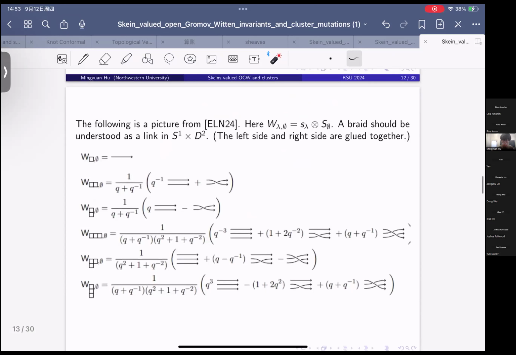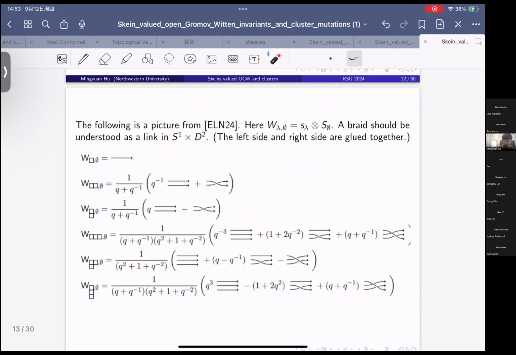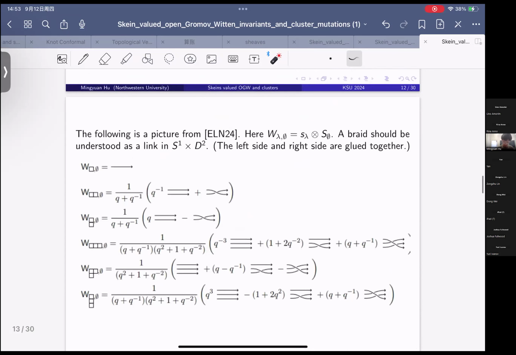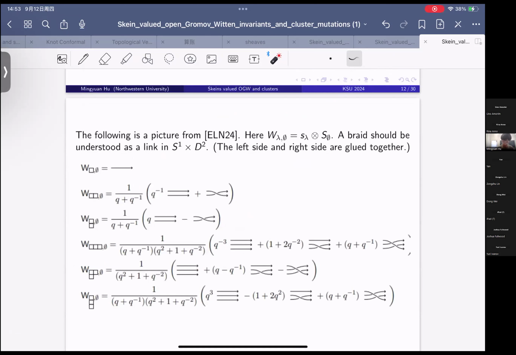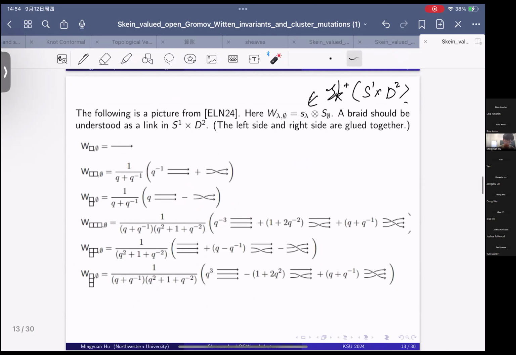This is a picture I copied from a paper by Ekholm, Longhi, and Nakamura. I don't know how to read his name. By their notation, this thing actually corresponds to our Schur polynomial. It lives in the skein module of the solid torus, and you should understand that this part and this part are glued together. So such a braid is a link in a solid torus, and those are some examples.